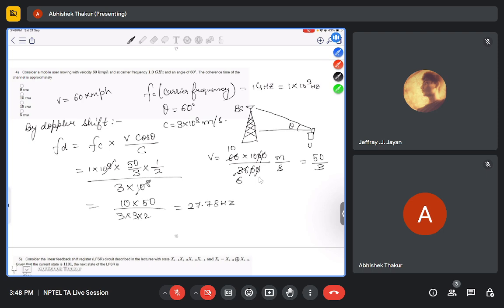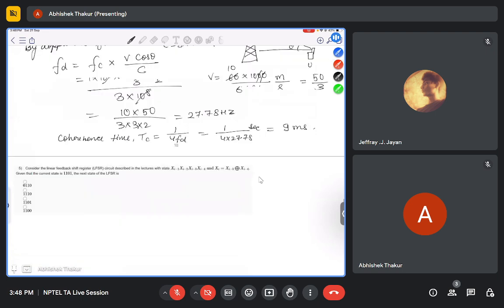So now the coherence time is 1 by 4 of Doppler frequency. Coherence time Tc is equal to 1 by 4 of Fd. So that is equal to 1 by 4 into 27.78 second. So this will become around 9 millisecond. So from among all these options, option A is the correct answer for this question.